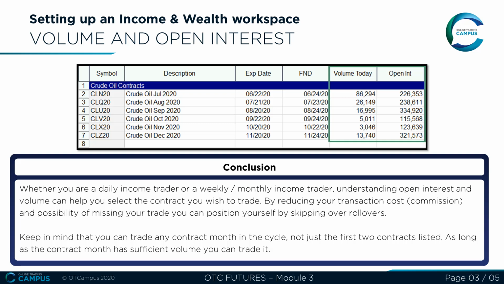Whether you are a daily income trader or weekly or monthly income trader, understanding open interest and volume can help you select the contract you wish to trade. By reducing your transaction cost and possibility of missing your trade, you can position yourself by skipping over rollovers. Keep in mind that you can trade any contract month in the cycle, not just the first 2 contracts listed. As long as the contract month has sufficient volume, you can trade it.